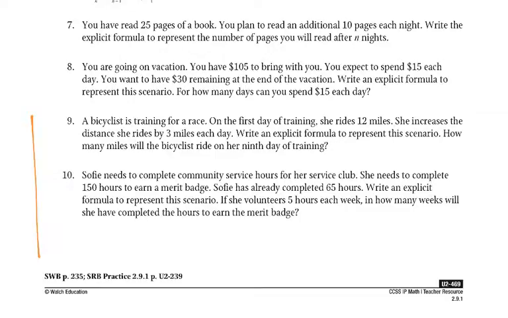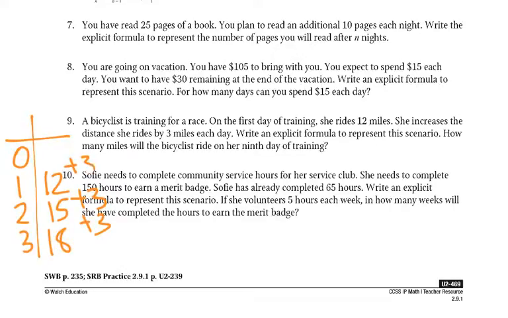Okay? So in this case, she said the first day of training, she rode 12. She increases the distance she rides by 3 miles each day. So our common difference, we're adding 3. So she will ride 15 miles the second day, 18 miles the third day. So how many miles before? We'd probably consider that 9. Write an explicit formula to represent this scenario. How many miles will the bicyclist ride on her 9th day of training?